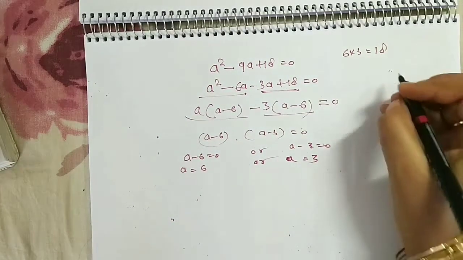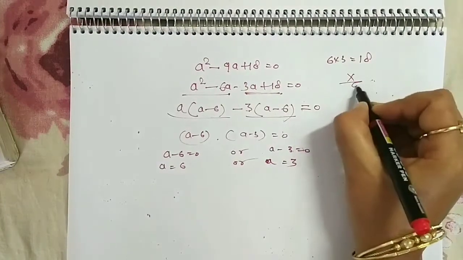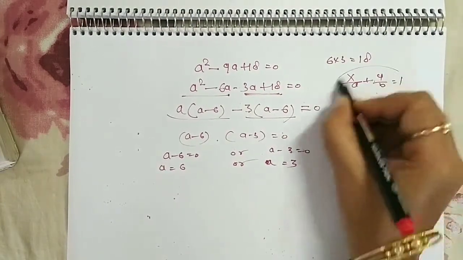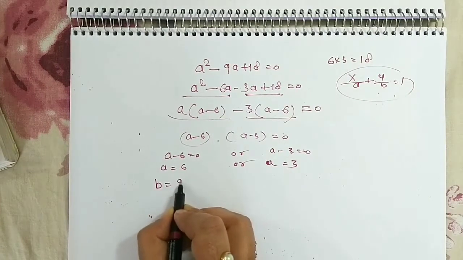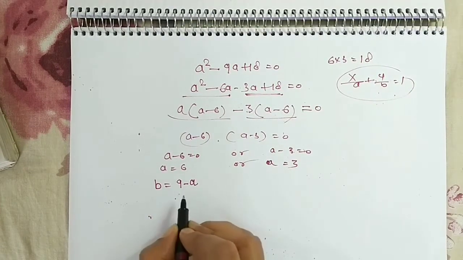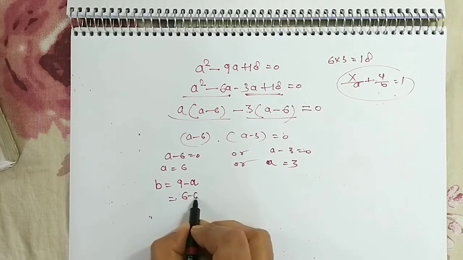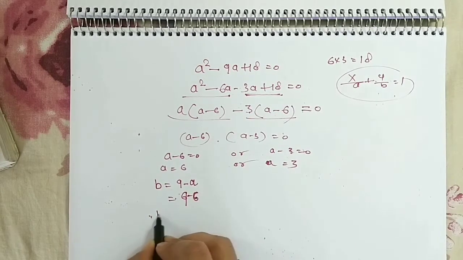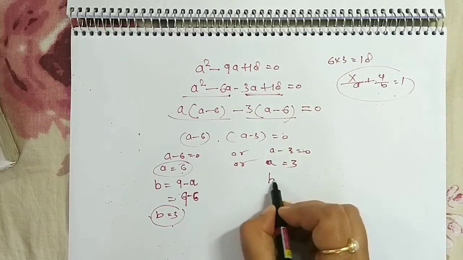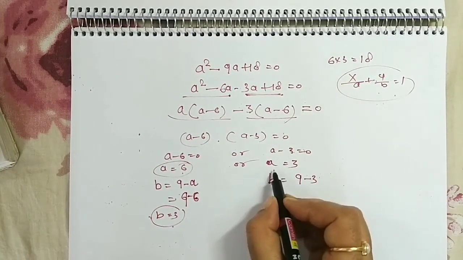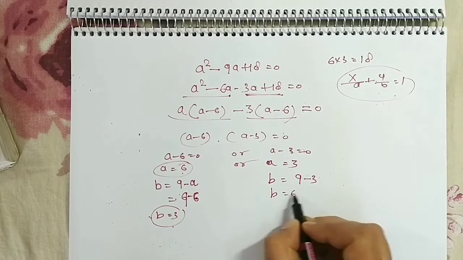But for the equation, if you remember, the equation was x by a plus y by b is equal to 1. I need b also, right? So what will be b, guys? If you remember, it was 9 minus a. So it will be 9 minus 6. So b will be 3. So I got a, b. Here I got b is equal to 9 minus 3, correct? So b will be 6.